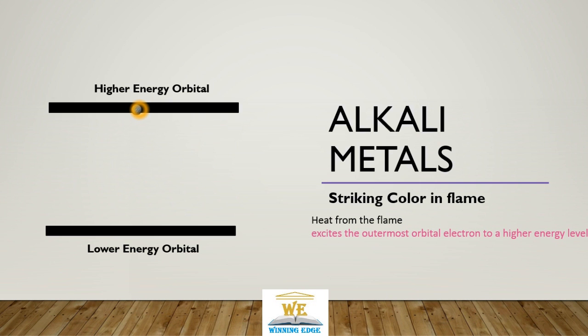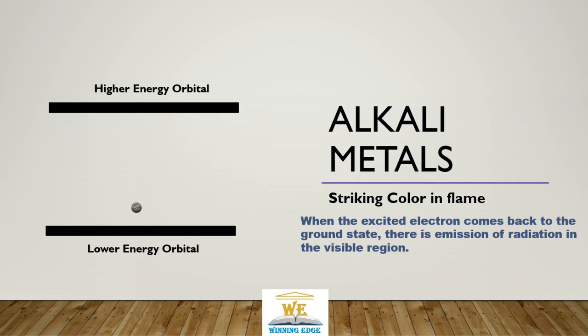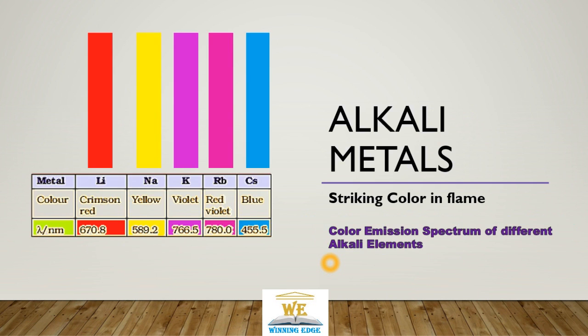But higher energy orbitals have low stability. What happens? The electron comes back and emits energy in the form of visible light, because the energy gap between the higher energy orbital and the lower energy orbital in the case of alkali metals is equivalent to the visible light spectrum. When these electrons come back, we get visible light as emission. That's what we get.